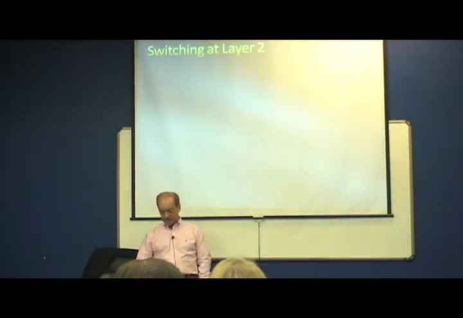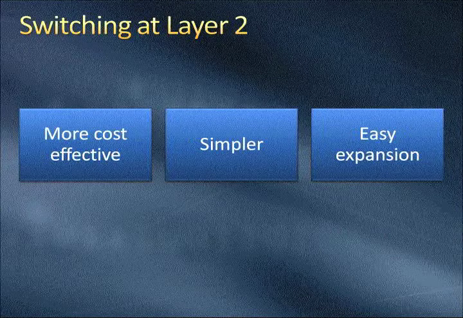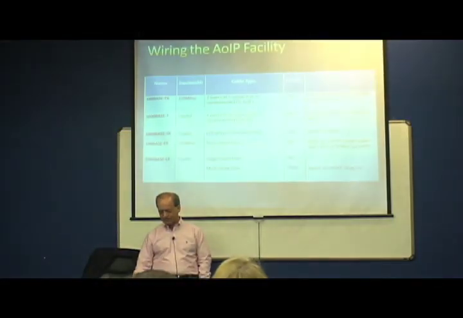So most of the switching, as we said, is done in the Ethernet domain. That is layer 2. And because, as we said, it's cheaper, it's easier, and it is still plenty easy to expand at the Ethernet level. In fact, that's the case for most LANs of any use, whether it's audio or enterprise kind of applications.